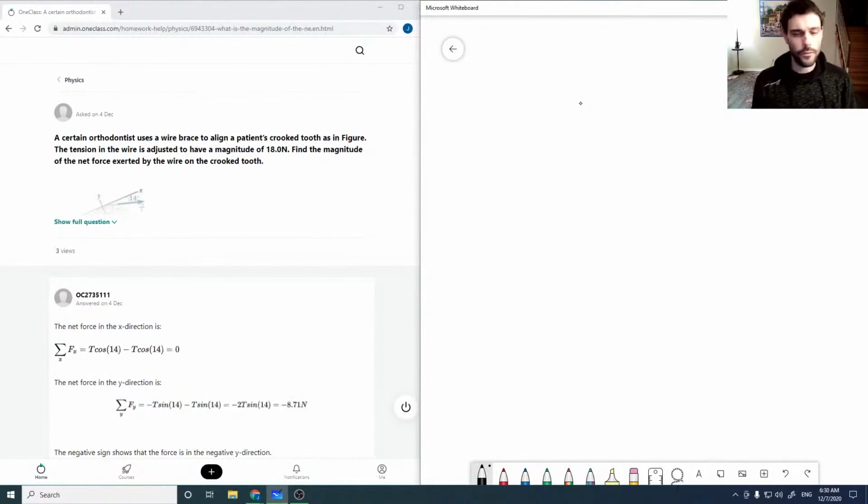So here's our first one. The question is, a certain orthodontist uses a wire brace to align a patient's crooked tooth, as in the figure. The tension in the wire is adjusted to have a magnitude of 18 newtons. There's a vector diagram here, which also gives us an axis system.